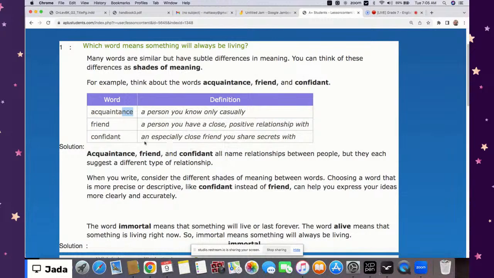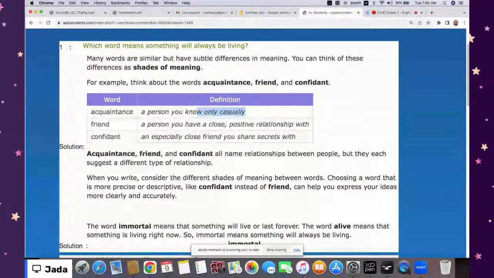Acquaintance, friend, and confidant all name relationships between people, but they each suggest a different type of relationship. We can have a confidant who is not an acquaintance or a friend to us. Or you can have an acquaintance, but you don't consider the person a friend or your confidant. All right. So there are subtle differences between the three words. An acquaintance is a person you know only casually. A friend is a person you have a close positive relationship with. A confidant is an especially close friend you share secrets with.